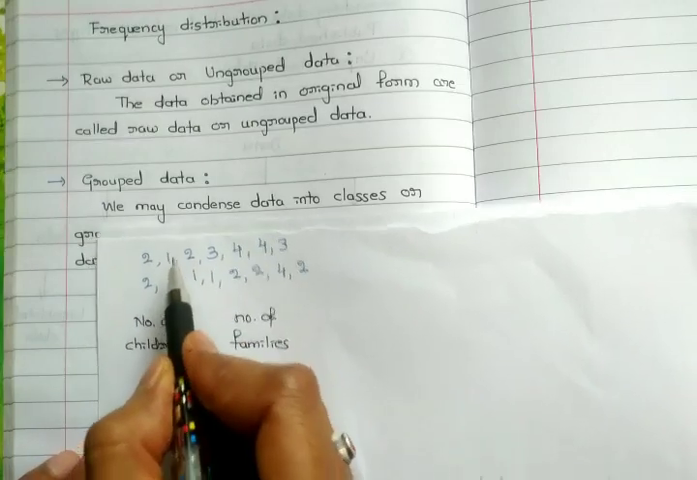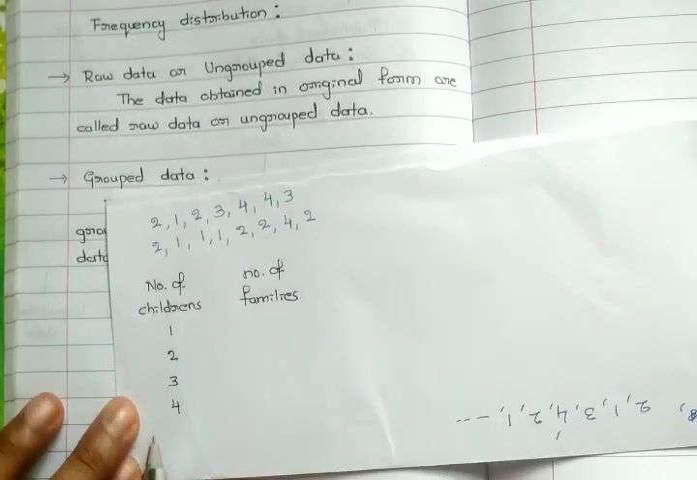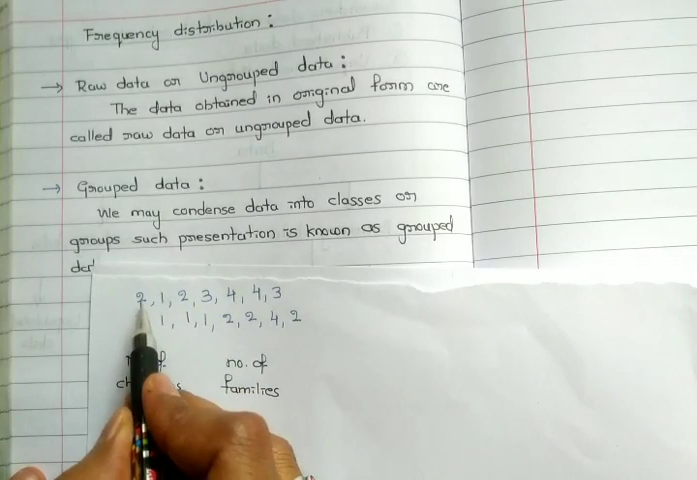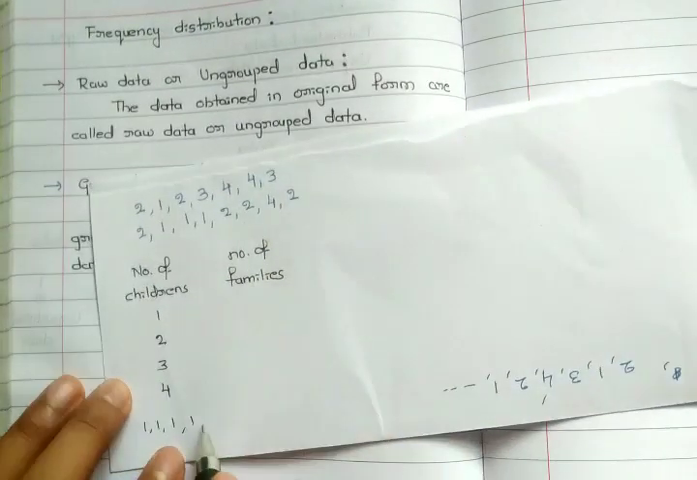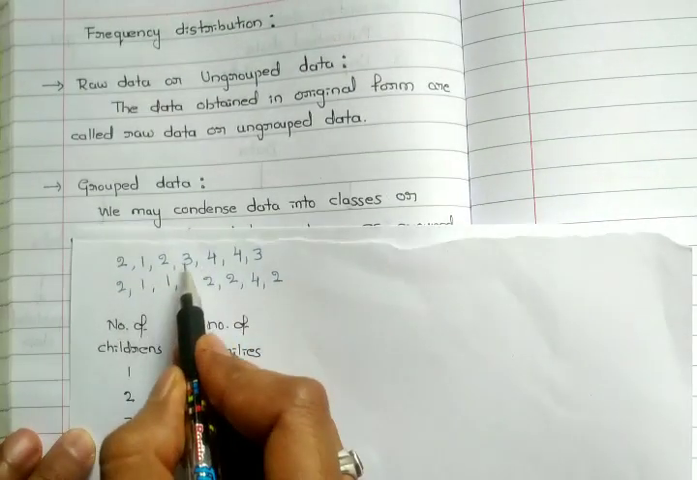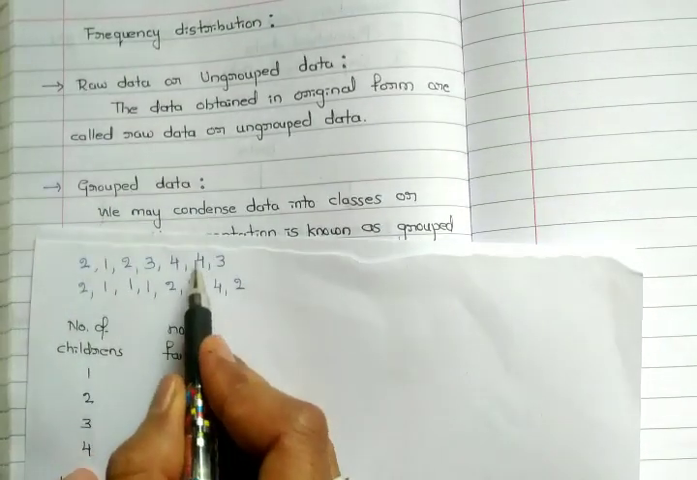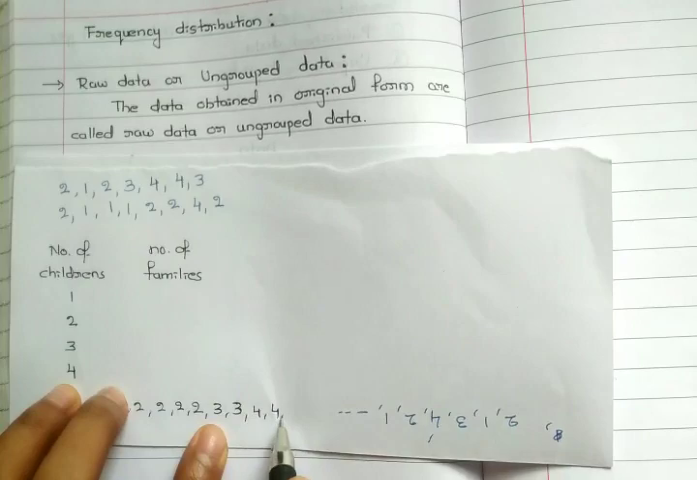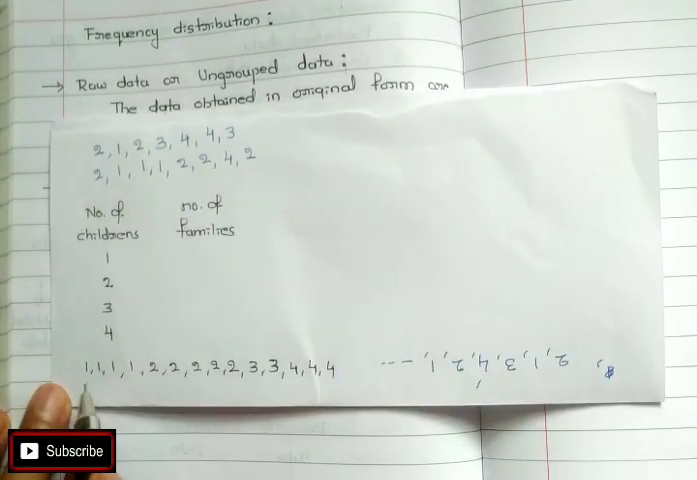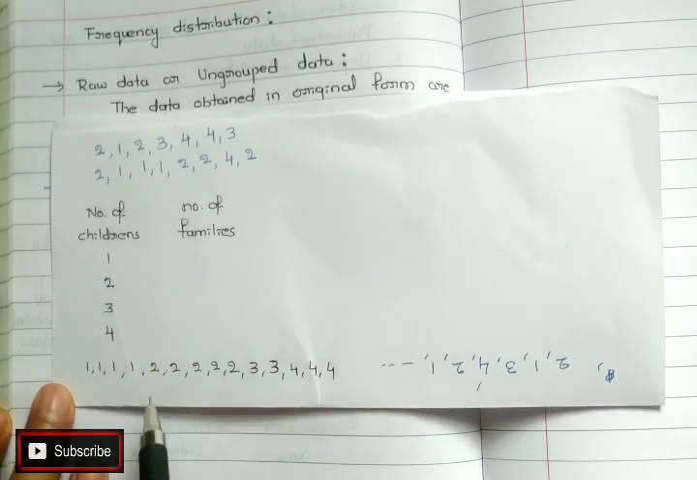Okay, so here 1, 2, 3, 4. Here you can see 1, 1, 1, 1. So how many are there? 4 are there. Next, how many 2's are present? 1, 2, 3, 4, 5. Then 3 is only 2 times, and 4 is 3 times. So this is what we call an array. I am arranging the numbers in ascending or descending order. So this is nothing but an array.